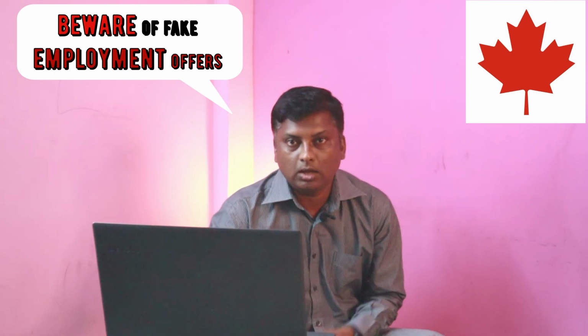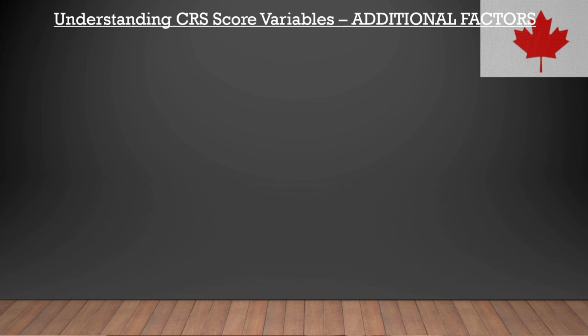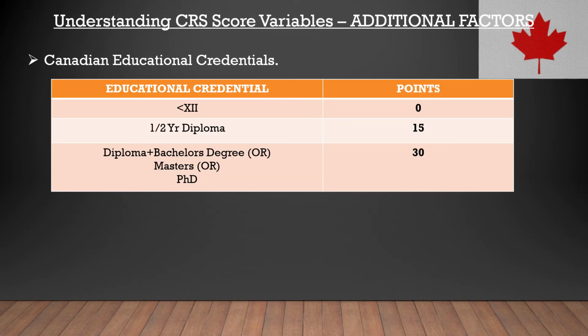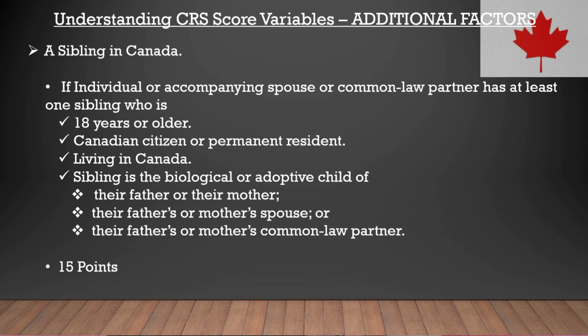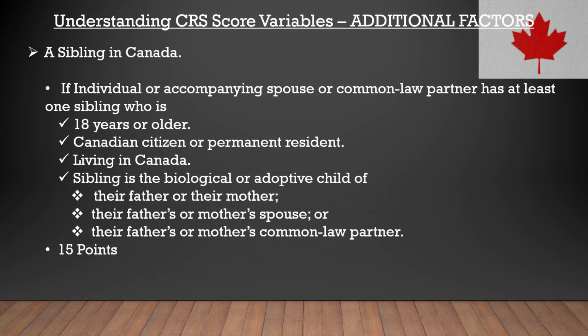Okay, now let's move on to the next additional factor, which is basically education credentials. How many points you get? Canadian education 1 or 2 year diploma will give you 15, and a diploma or a bachelor's degree will give you points as flashed on the slide. Now moving on to the next additional factor, a sibling in Canada. Yes, you will get 15 points.